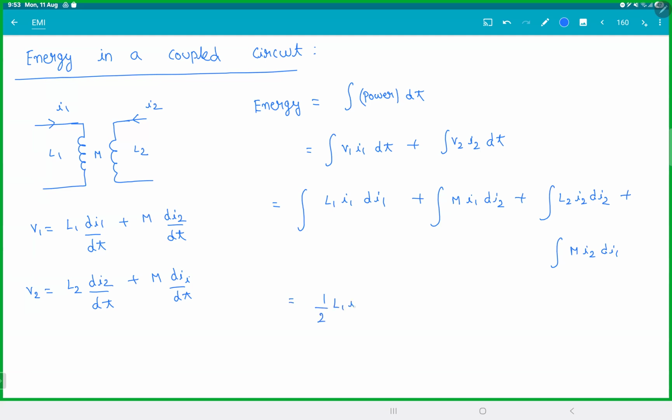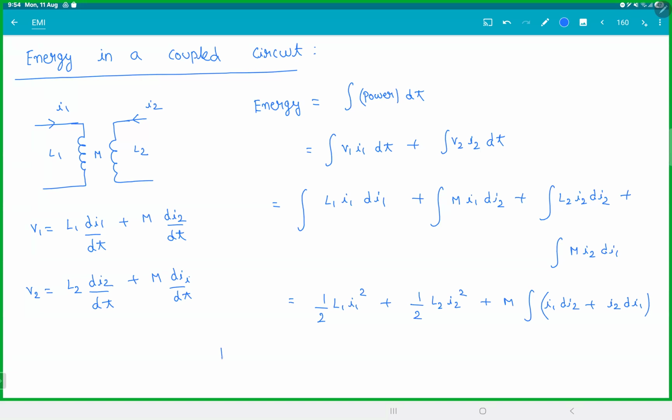This would be half L1 I1 square. There's the energy in the first inductor, half L2 I2 square. That is also there. This will be M times (I1 di2 plus I2 di1). Did anyone notice what this is? Perfect differential.